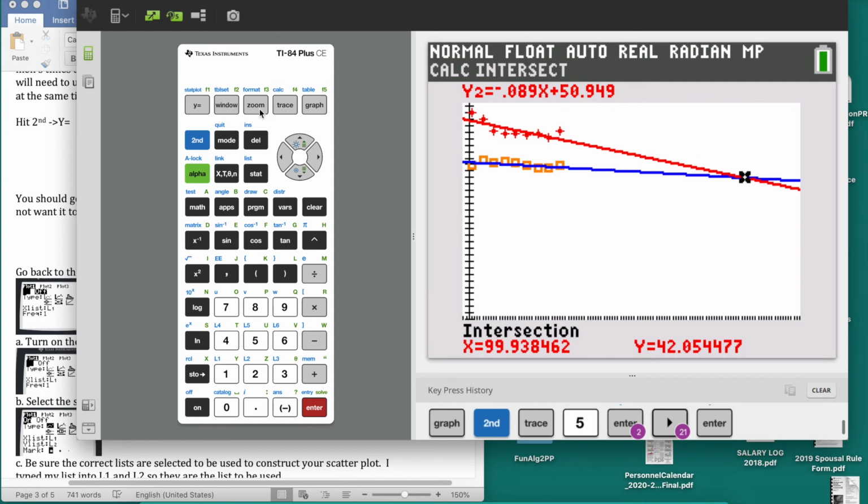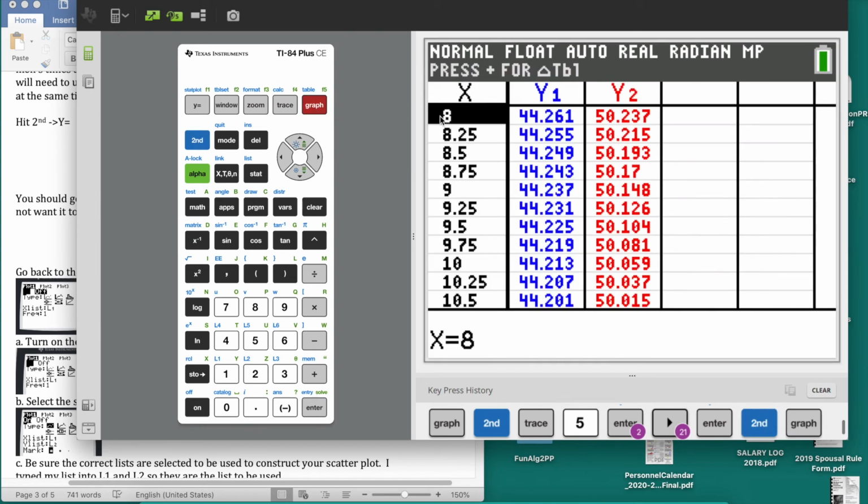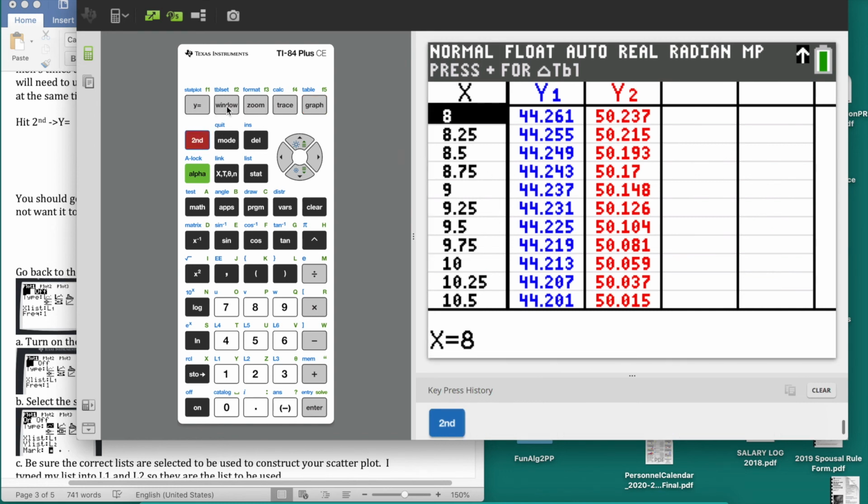Now, another way you could do this is go to the table. Second table. Now, our table's set at 8. And right now the times are nowhere close to each other. We have 44 seconds and we have 50 seconds over here. So we need to change a little bit. We know we have to get to 100 years. So I'm going to go to second table.